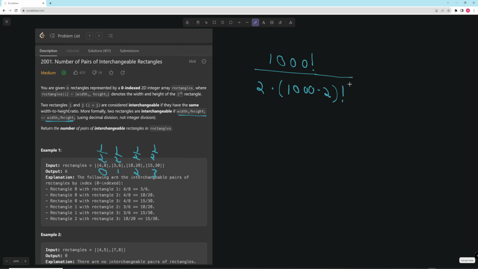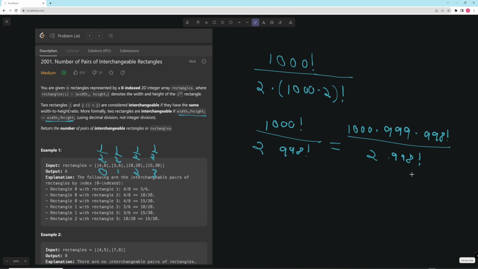And this is the crux of our problem: we can use really big constraints because we only have pairs of 2, and so a lot of this cancels out. So let's try this. We have 1,000 factorial over 2, and then this is 998 factorial. Once again, we can simplify this to 1,000 times 999 times 998 factorial, and so this is just 2 times 998 factorial. These parts cancel out, and we have the same thing, right? n times n minus 1 over 2.